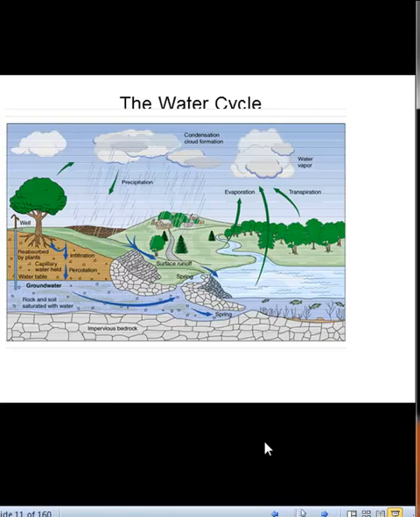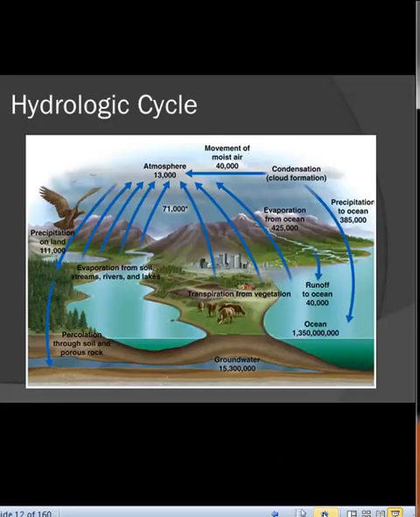The land from which the surface water drains into a body of water is called its watershed or its drainage basin. And here's just another picture to show you the same things. So you should know in your hydrologic cycle where evaporation happens, and condensation. So look for the pictures. Condensation is when that water vapor rises and then cools again.